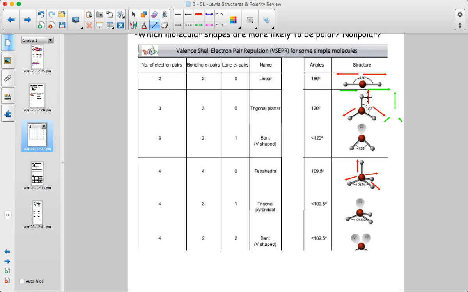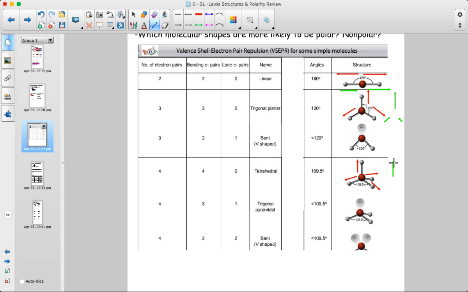So what I'm getting at now with the green arrows is, when you have these shapes, the outside atoms are not always identical. You might have a hydrogen on one side and a nitrogen on the other. You might have an oxygen up here, but hydrogen's at the bottom. So when the atoms on the outside are different, you have to consider the polarity of each bond and which direction those bonds are pointing in.